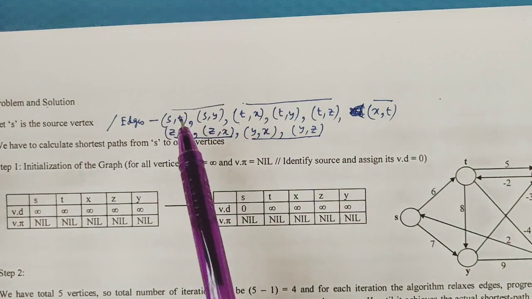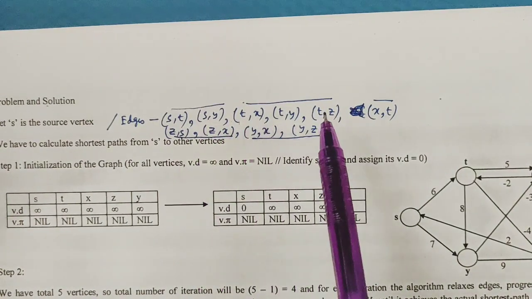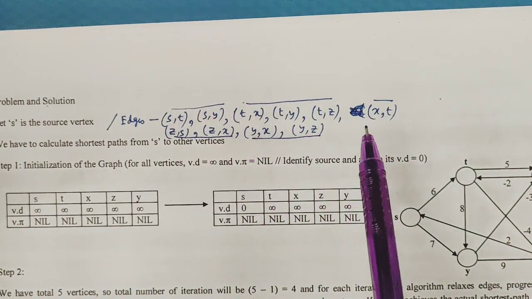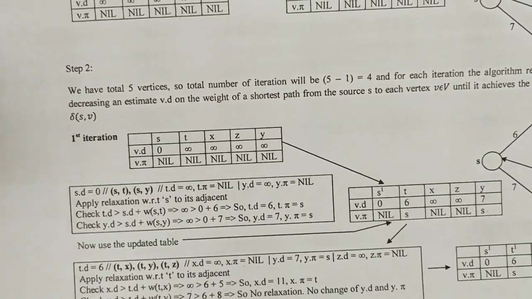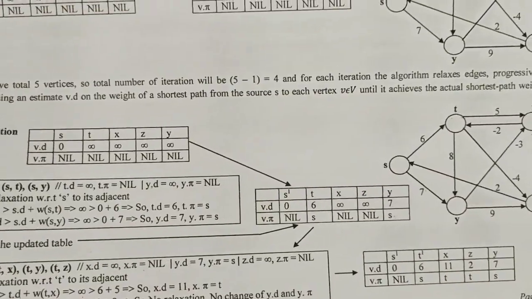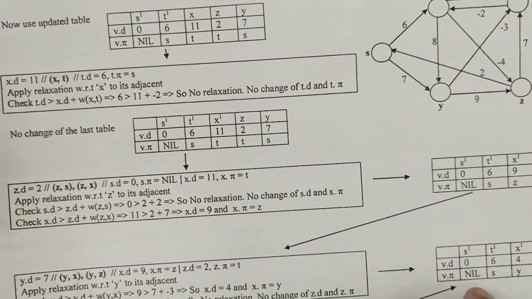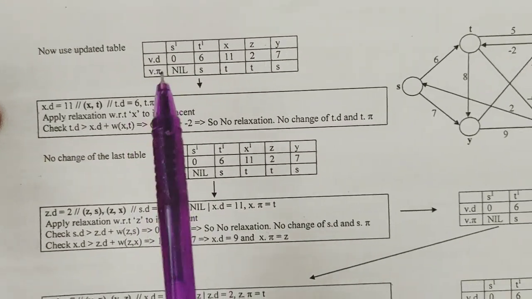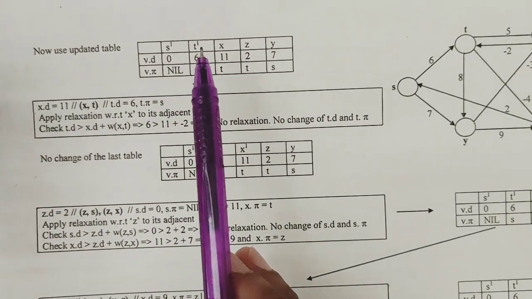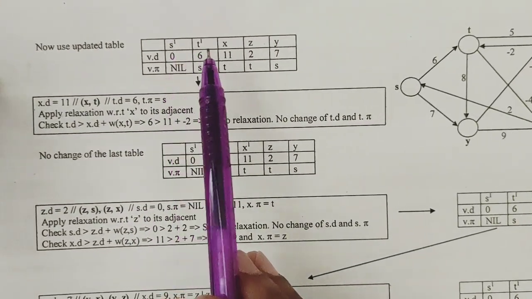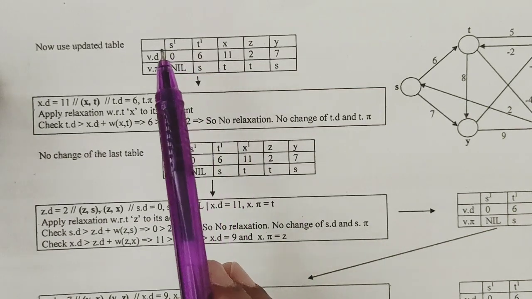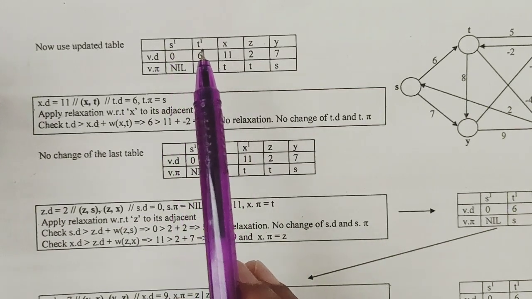So we have already covered the first two edges, then the next three edges. In total, 5 edges we have covered. Now we'll go for the third edge, x to t. Use the updated table. S superscript 1 and T superscript 1 are done. That means under the first iteration the S and T task is over, so all edges from S and all edges from T are covered.